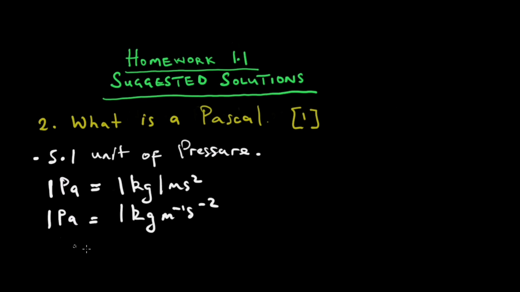Definition 1 and definition 2. This part is the derived units of pressure, and then the Pascal is the SI unit of pressure.